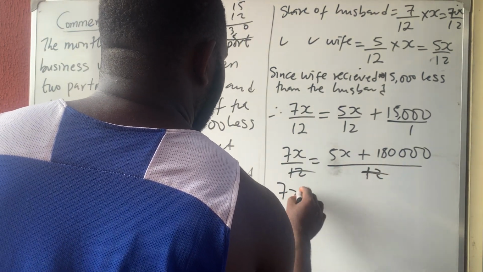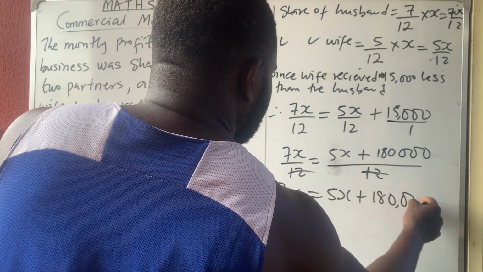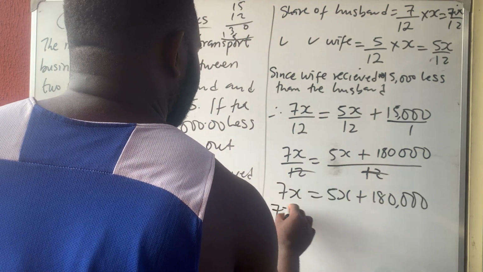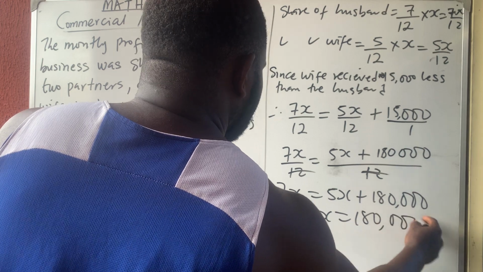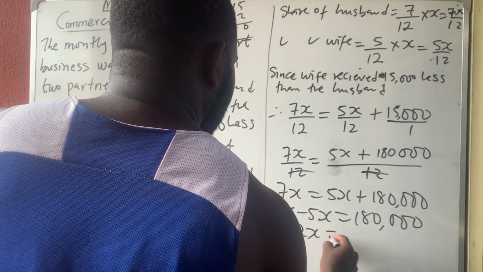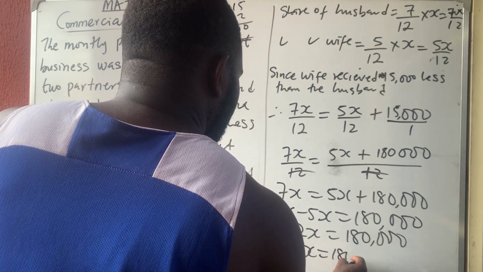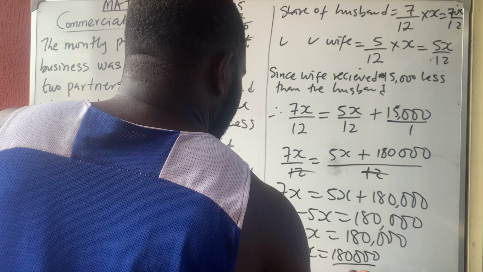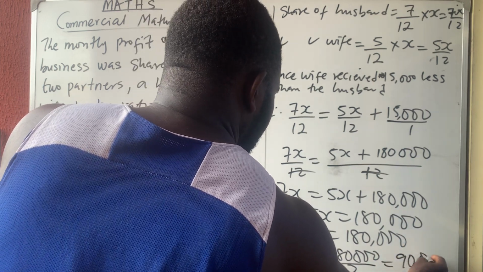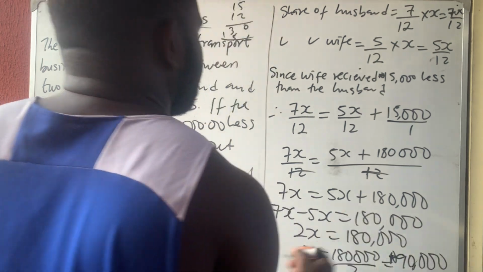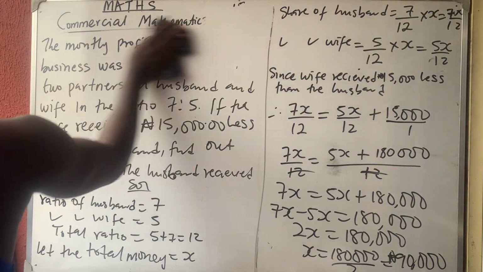So I have that 7x is equal to 5x plus 180,000. So collect like terms to have 7x minus 5x is equal to 180,000. So therefore 2x is equal to 180,000. So x is equal to 180,000 divided by 2. So what do I have now? 90,000. Right? So that is that. Very, very simple.